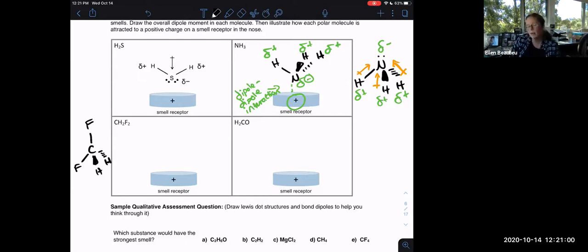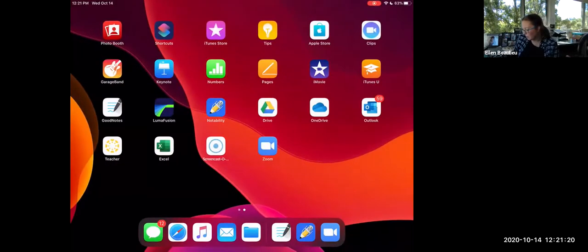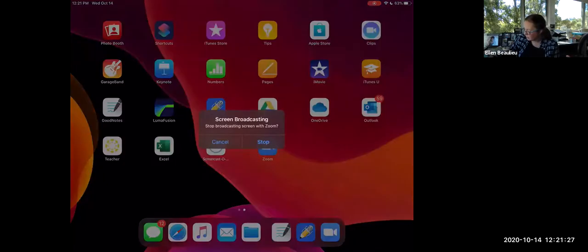If you know that carbon-fluorine bonds are polar, you know that fluorine is the most electronegative element in that molecule. What part of that molecule is most attracted to your smell receptor? I want you to draw it on your whiteboard. I'm going to take a look at your whiteboards. So put a little plus sign at the bottom of your whiteboard and then orient your drawings towards that positive smell receptor.